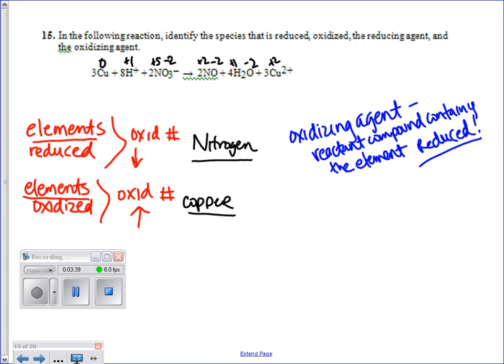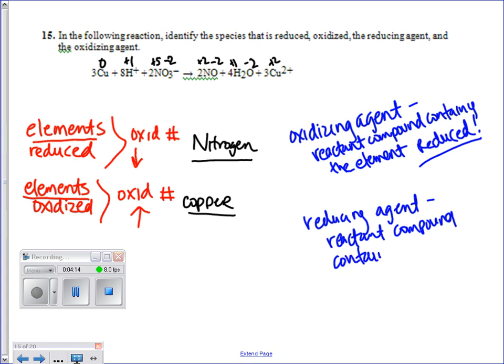So basically, the oxidizing agent is there for oxidation in the other species. It's an agent for oxidation in the other thing. It itself contains the element reduced. So what does that tell you the reducing agent is? No, I don't want an actual thing, I want a definition. It's the reactant, and it's the full reactant compound, not just an element. I want whatever's in the equation, the whole thing containing the element. The reactant compound containing the element, what? Oxidized.